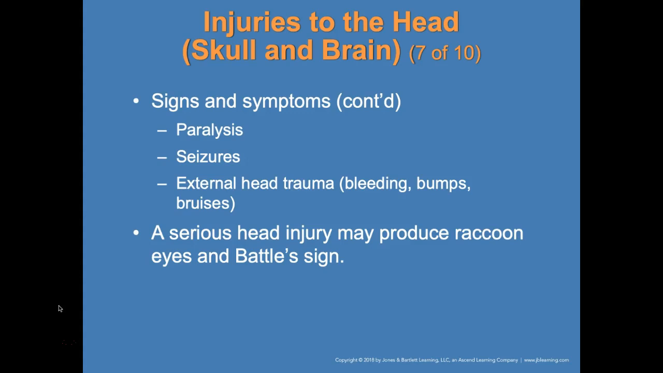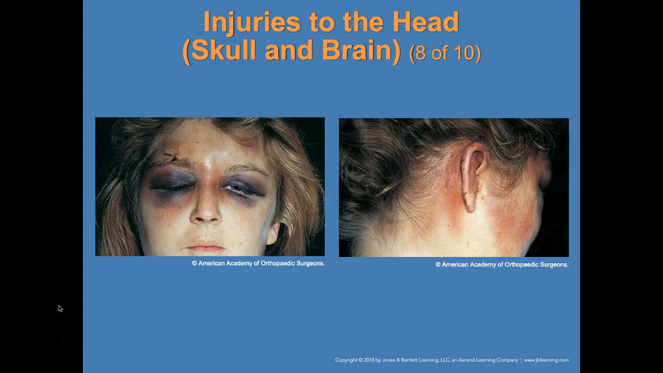A serious injury may produce raccoon eyes. These are going to look like black eyes. Or battle signs. Battle signs is going to be bruising behind one or both ears. Both of these signs are caused by fractures to internal parts of the skull. So you wouldn't be able to see the fracture or really feel it, but you'll note those signs, and that'll give you an idea that something bad's going on. Here you can see the raccoon eyes on the left, and then that bruising behind the ear is the battle sign.